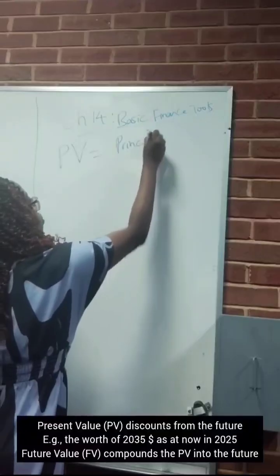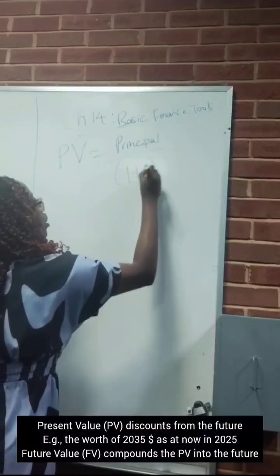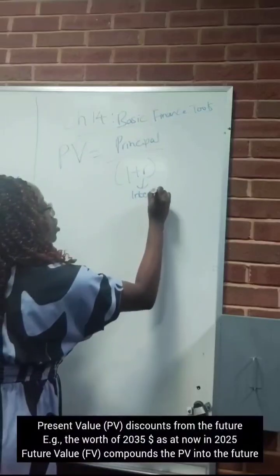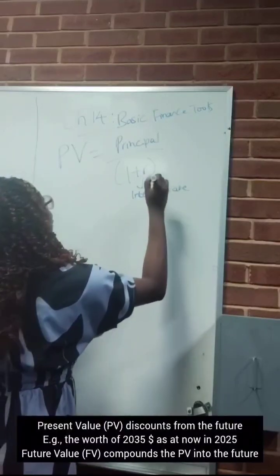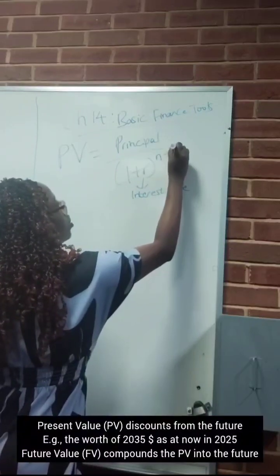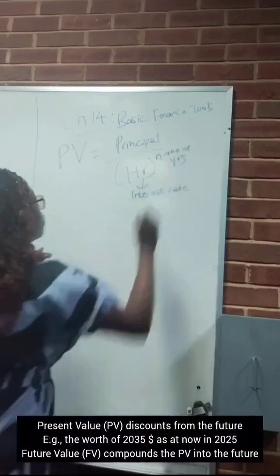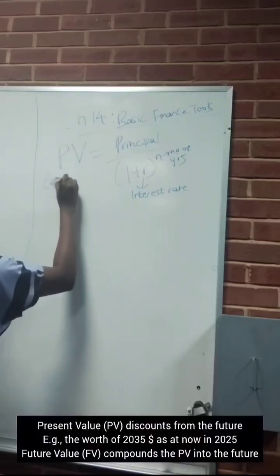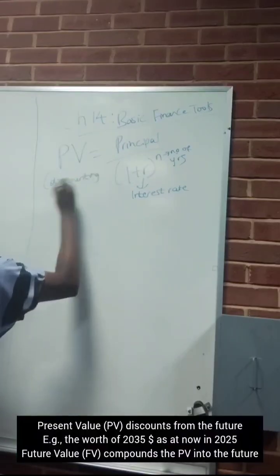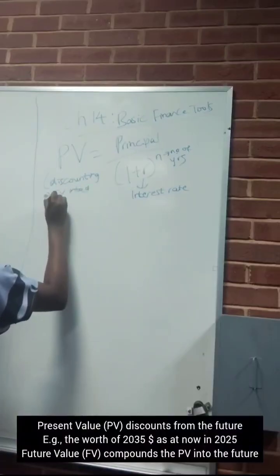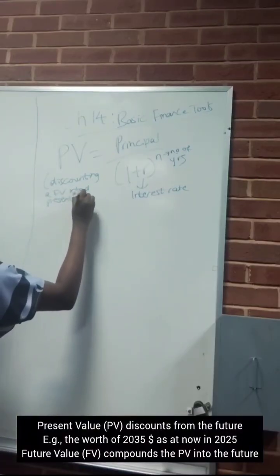So this is how you calculate your present value. It's your principal divided by 1 plus R, where R is your interest rate, raised to power n, where n is your number of years. So this is how you calculate present value, and that just means you are discounting a future value into the present. And it helps in making investment decisions.